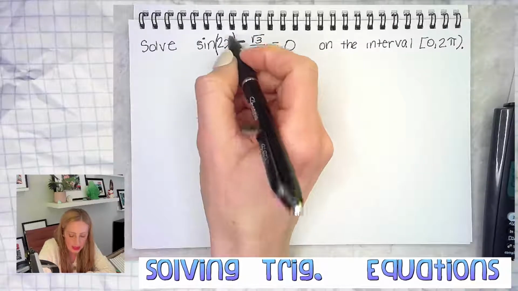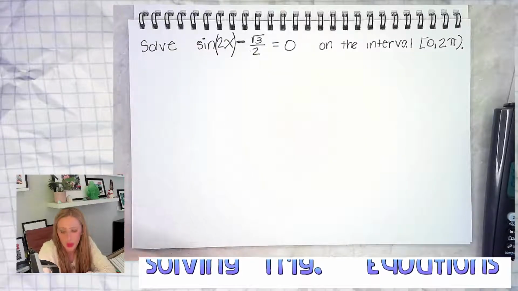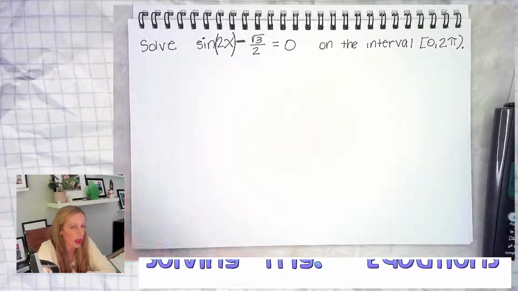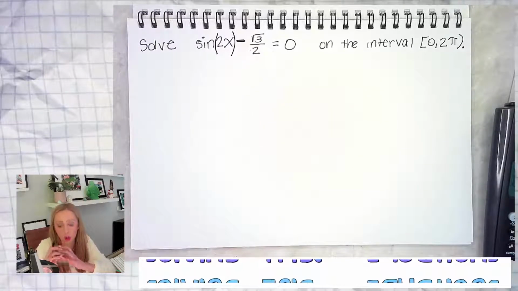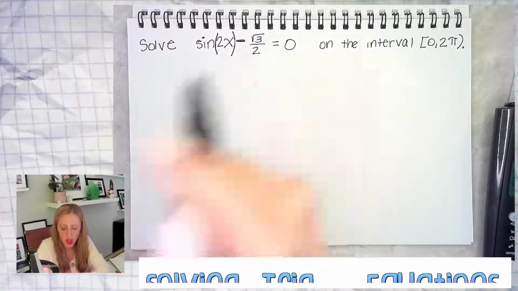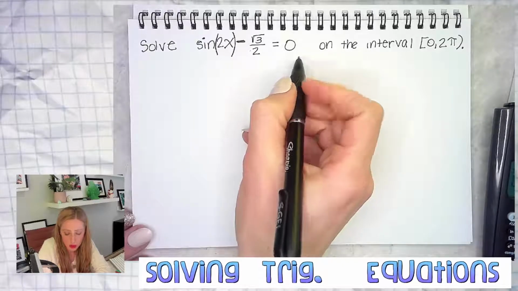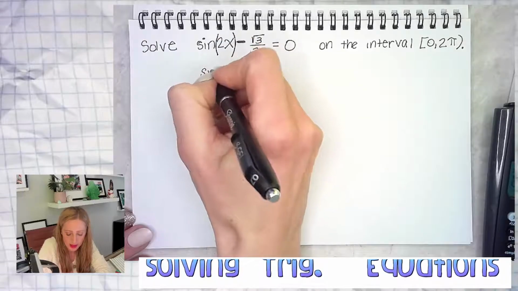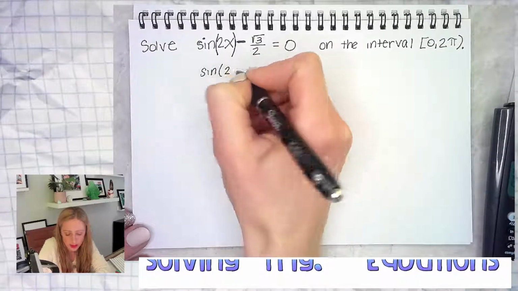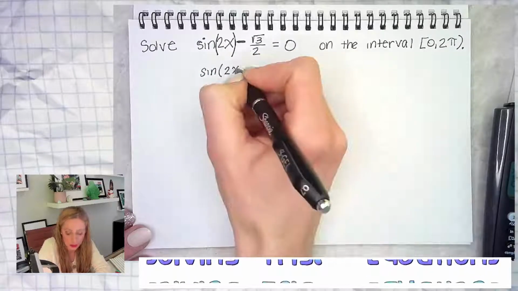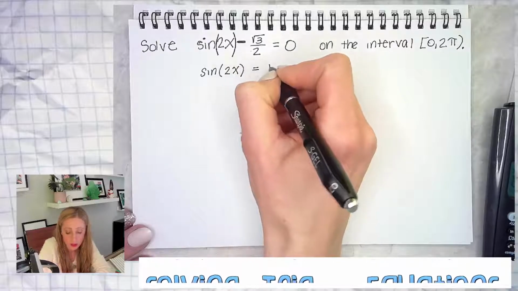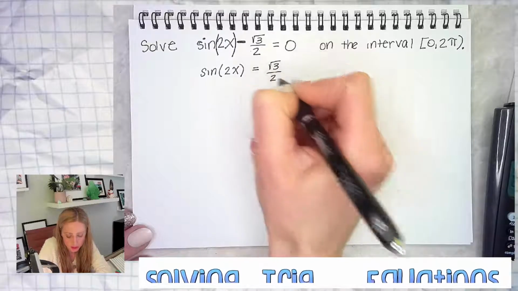Think of this as being like under a square root sign or inside of parentheses being squared. It's inside of your trig function. So we're going to start solving this like any other problem. I'm going to add root 3 over 2 to both sides. I get sine of 2x. And again, that x could be a theta, it really doesn't matter. Equals positive root 3 over 2.